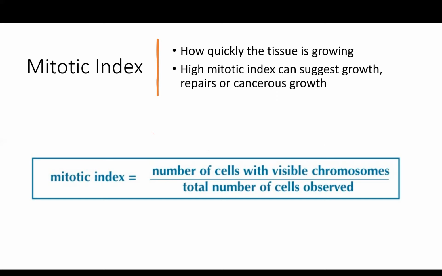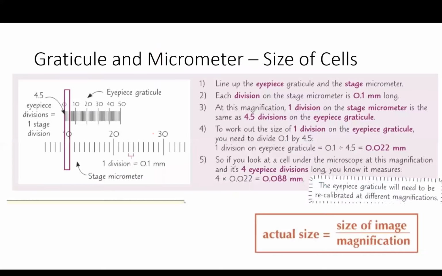If you were looking at a different tissue sample, a high mitotic index could suggest that the tissue is going through repair in that location, or it could even indicate that there's cancerous growth in that tissue. So that is why mitotic index is useful. You're going to expect it to be high with root tips because that's an area that's going through growth. Another reason it could be high is due to repair or cancerous growth.